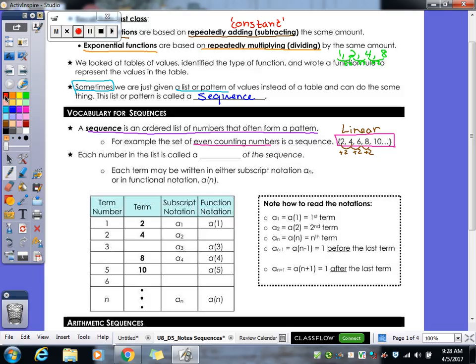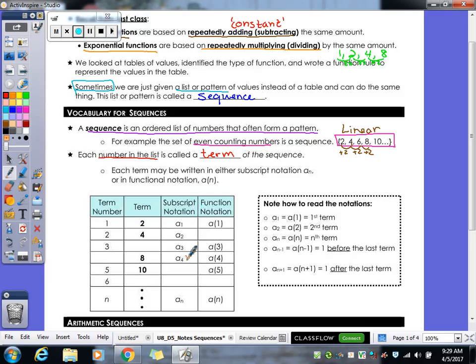Now we could take that list and we could make it into a table also, and I'll show you that in a minute. So each number in our list is called a term. So the number 2 is a term, number 4 is a term, 6 is a term, 8 is a term. Those are your terms.